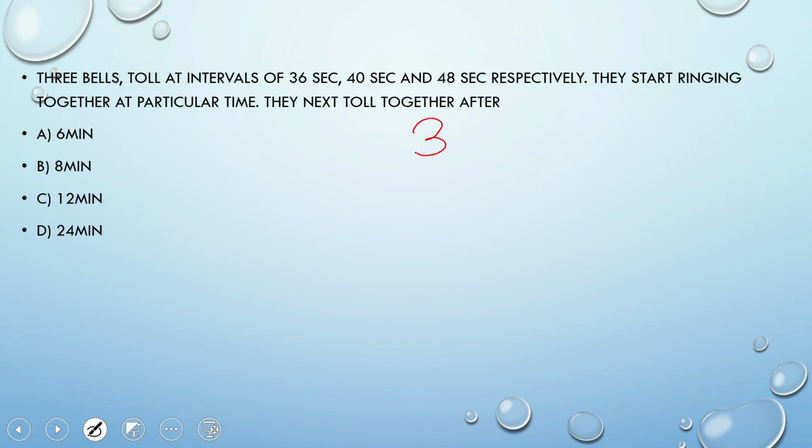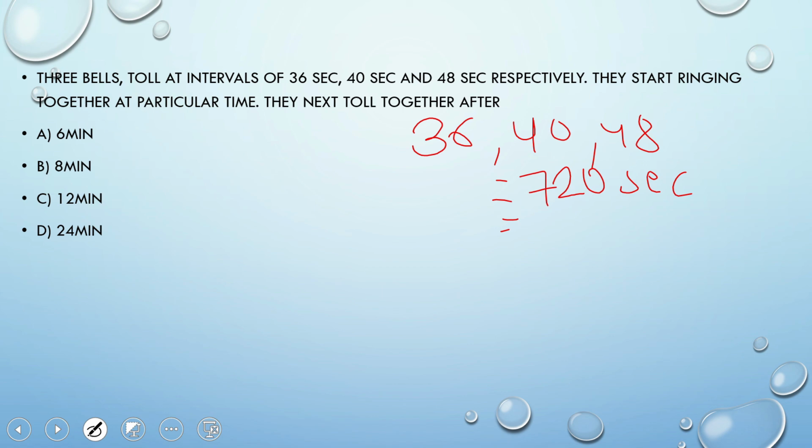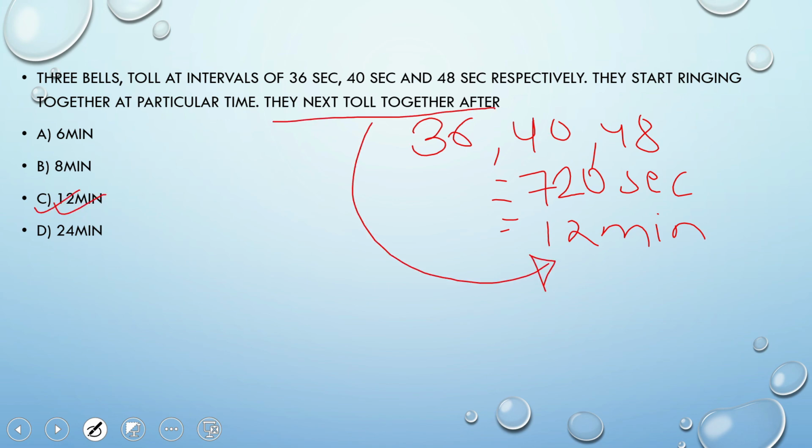As I said earlier, in these sorts of questions you have to take the LCM. If you take the LCM of 36, 40 and 48, you will get 720 seconds. As 1 minute is equal to 60 seconds, 720 seconds is equal to 12 minutes. So the next toll together is after 12 minutes, which is option number C, the correct answer.